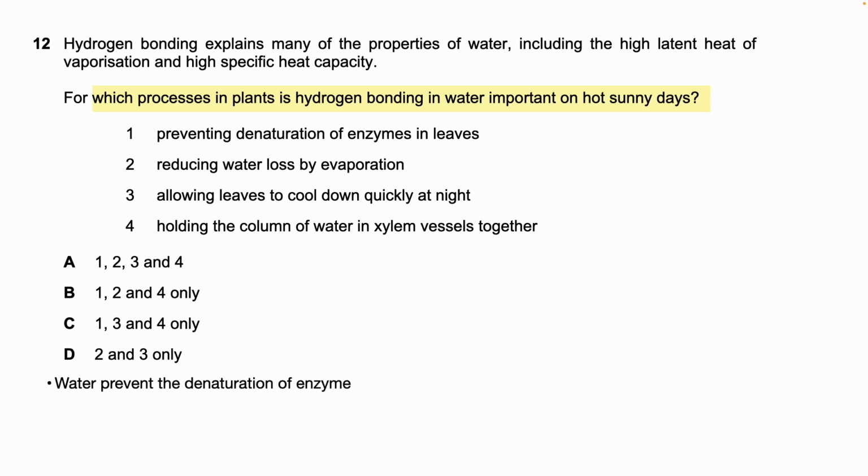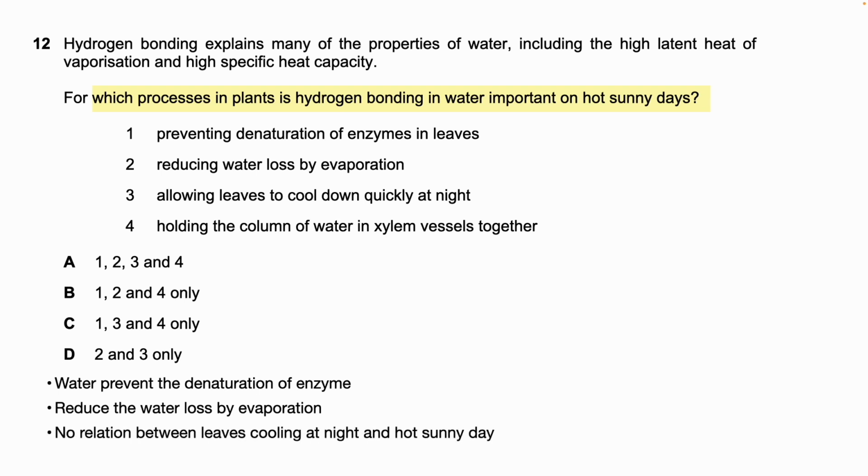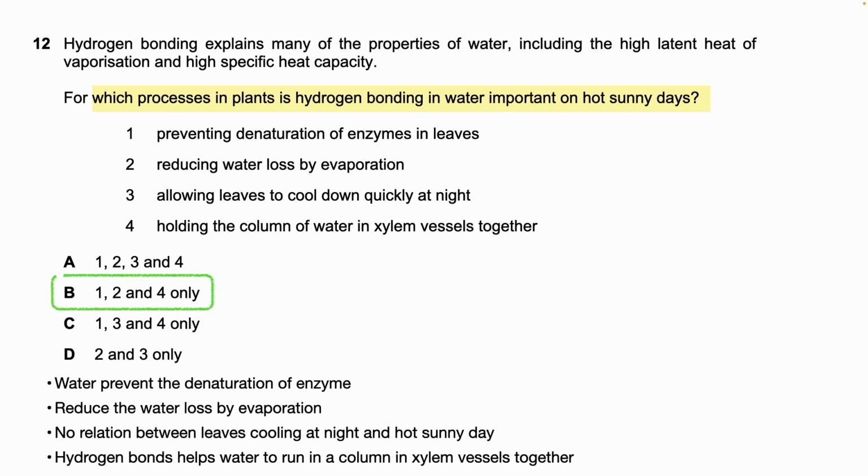So water prevents the denaturation of enzymes, then reduces the heat and reduces the water loss by evaporation. There is no relation between leaves cooling at night and a hot sunny day, as I stated, so statement 3 will not be coming. Then the fourth one, hydrogen bonds help water to run in a column in the xylem vessel together. So the correct answer is B, excluding statement 3. 1, 2, 4 are correct.